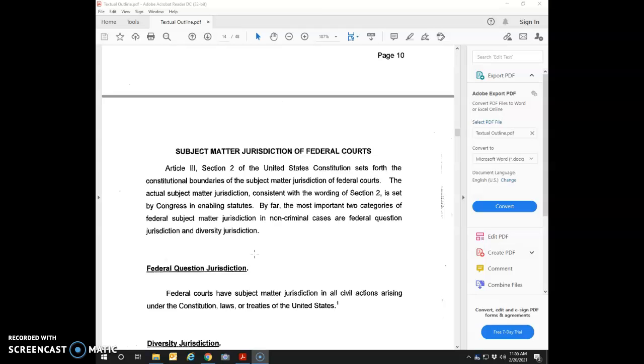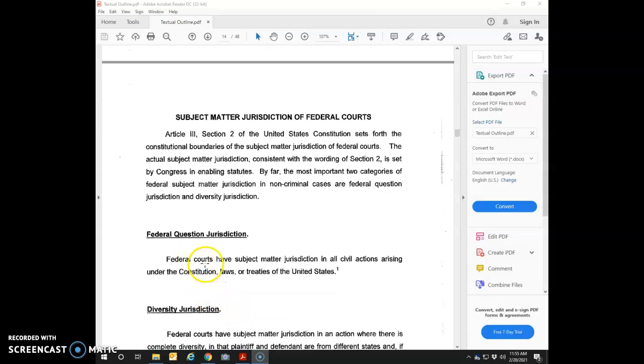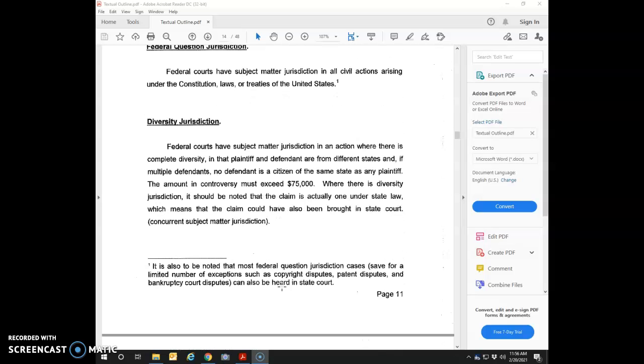So when I begin by saying federal question jurisdiction, what we're saying is that federal courts have subject matter jurisdiction in all civil actions arising under the Constitution of the U.S., the laws of the U.S., or treaties of the U.S.